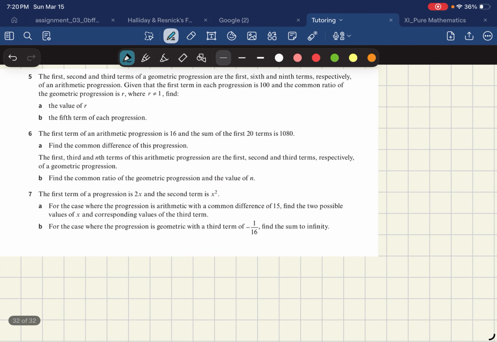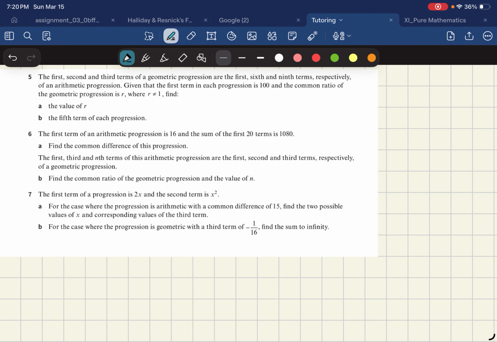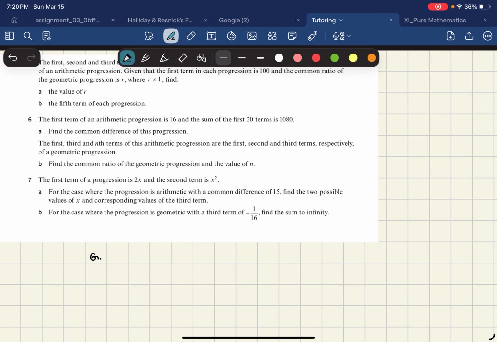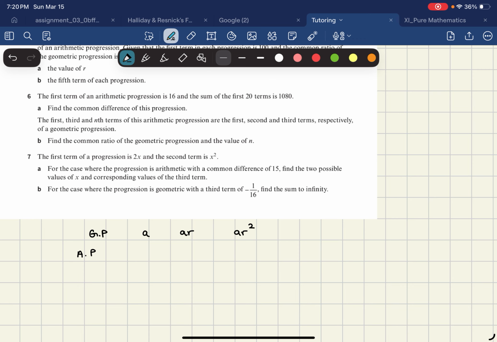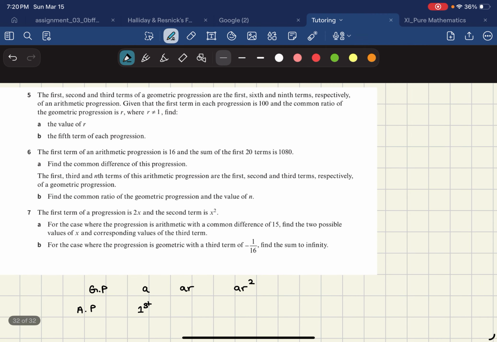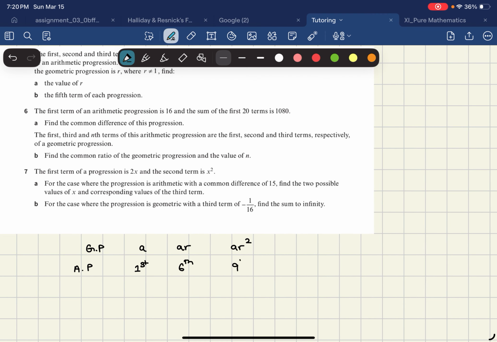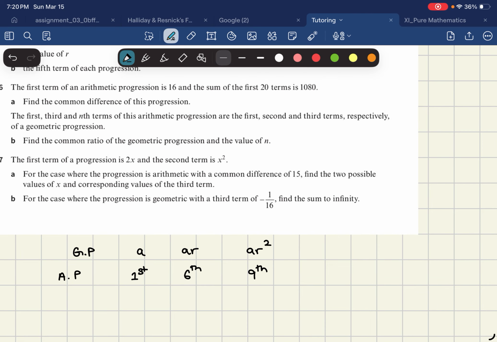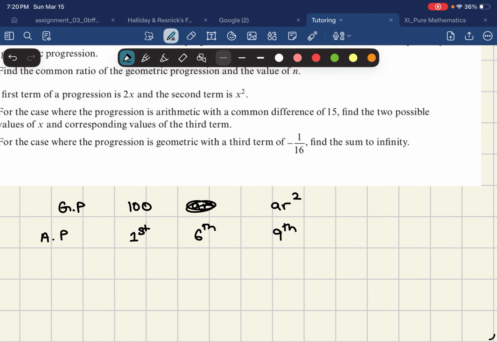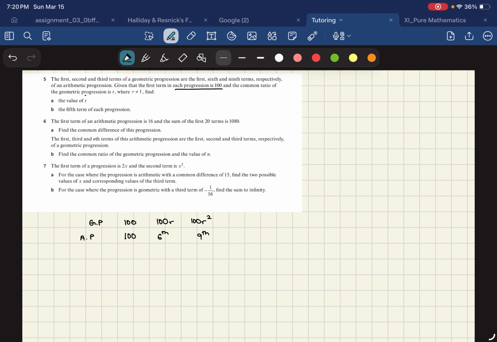Question 5. The first, second, and third terms of a geometric progression. So it's a very similar question. So we have a geometric progression, GP. So we have a, ar, and ar squared. So that's my first, second, and third terms. So in an AP, they are the first, sixth, and ninth terms. So the sixth and ninth terms of an AP. Given that the first term in each progression is 100, so a is 100, so this is 100r, and this is 100r squared. And the first term in an AP is also 100. And the common ratio of the geometric progression is r, where r is not equal to 1.